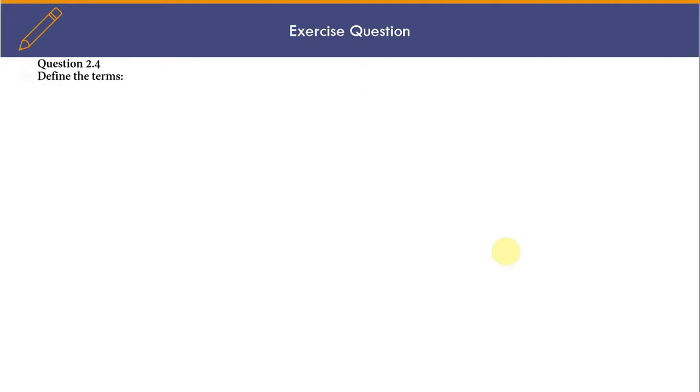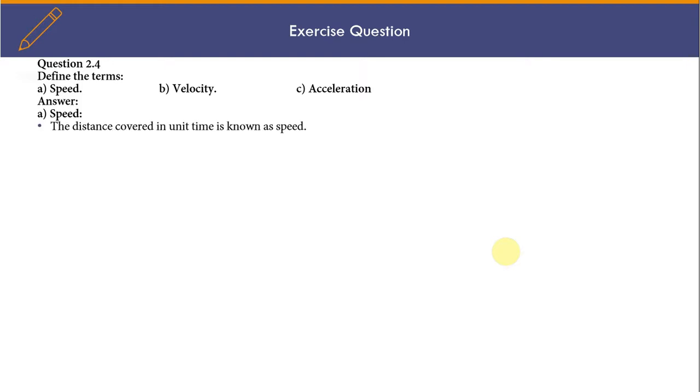Now question 2.4. Define the terms speed, velocity and acceleration. Speed जैसे कि हमने पीछे भी differentiate किया है speed और velocity का, तो speed क्या है? The distance covered in unit time is known as speed. Speed का फॉर्मूला है distance by time, और इसकी जो नोटेशन है स्पीड के फॉर्मूले की वह v is equal to s by t, और स्पीड है स्केलर क्वांटिटी, यूनिट है स्पीड का मीटर पर सेकेंड.